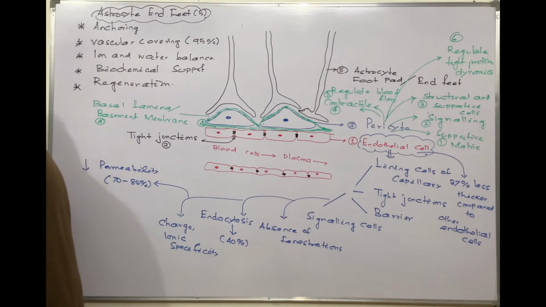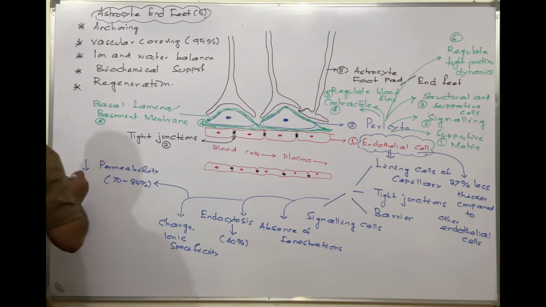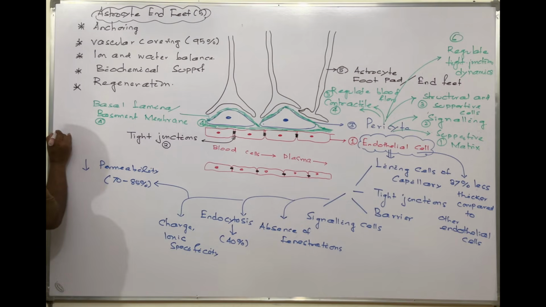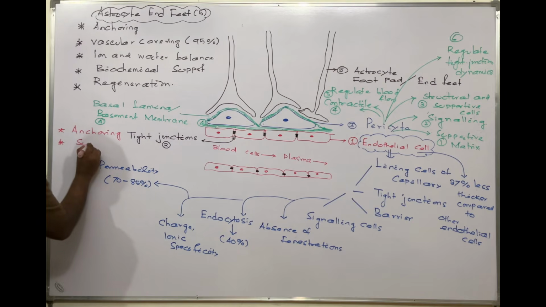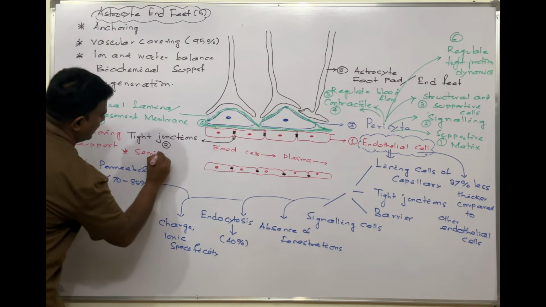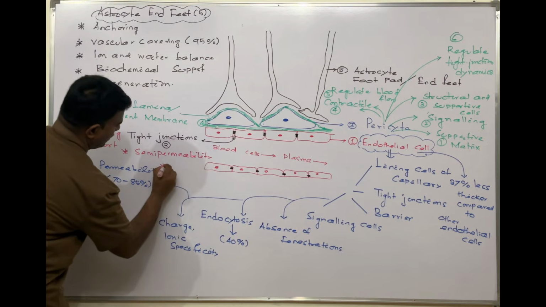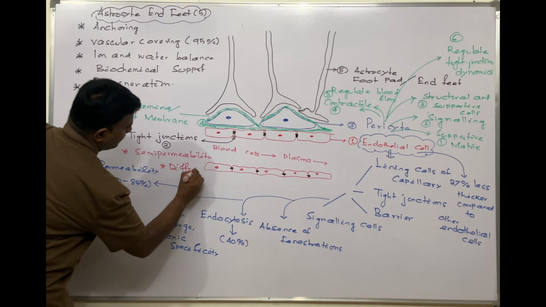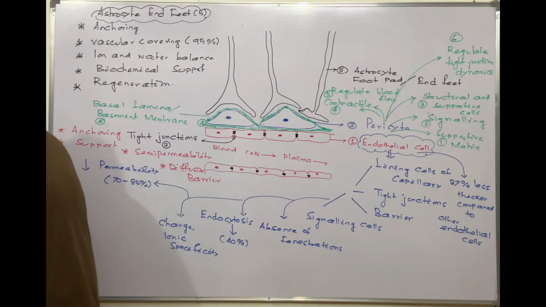Then I am coming to the last one, the basement membrane. Here it is number 4. I can write some of the points in red pen. Number one, anchoring. Number 2, support. Number 3, semi-permeability. Number 4, diffusion barrier. That means it's a very, very important structure.